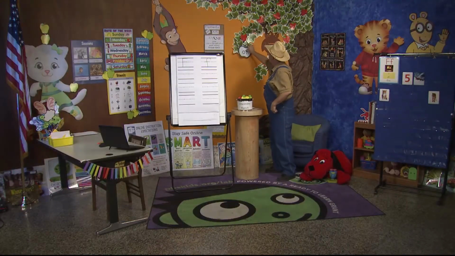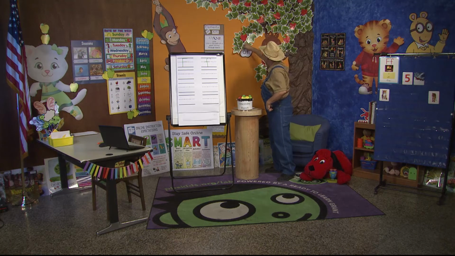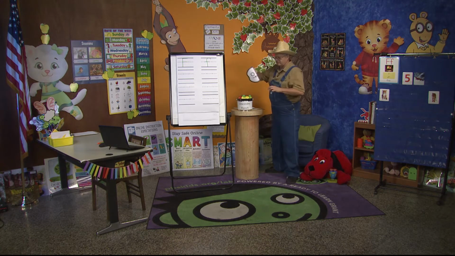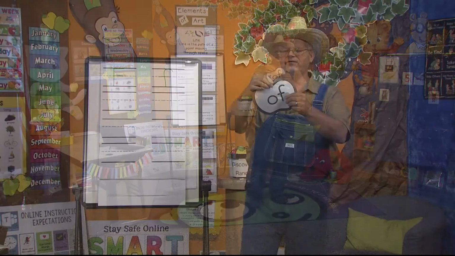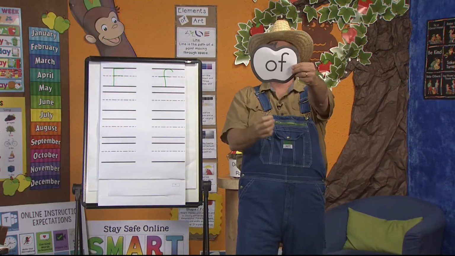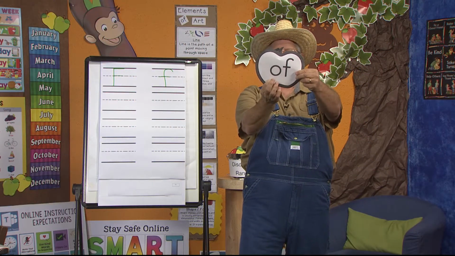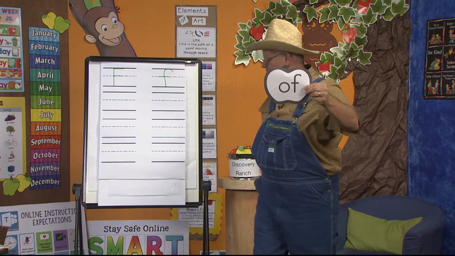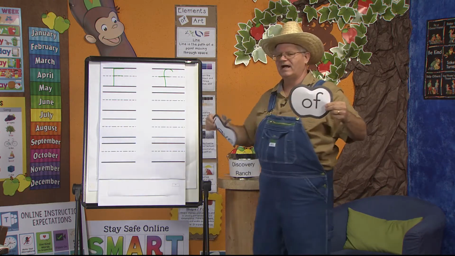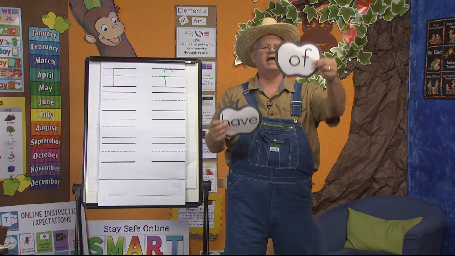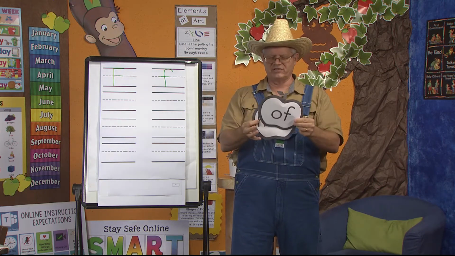Let's look at our next one. Oh, here's a good one. This is the word of. Let me just pick this off the apple tree. This is the word of. Can you say of? Yes. Let's spell of. O-F spells of. So I have two words for today. I have have and I have of. That is awesome.